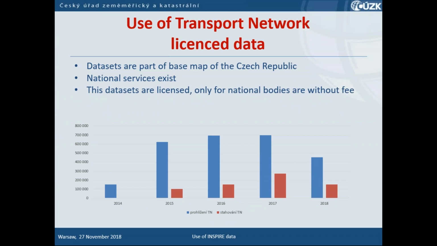And the last example, there is the transport network as license data. This dataset has the smallest amount, and users download without preview.